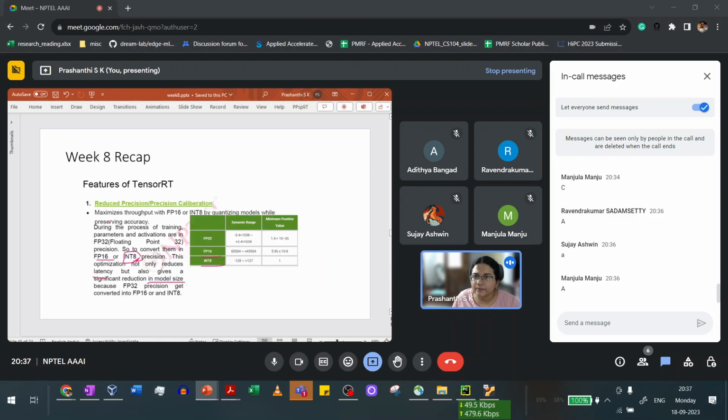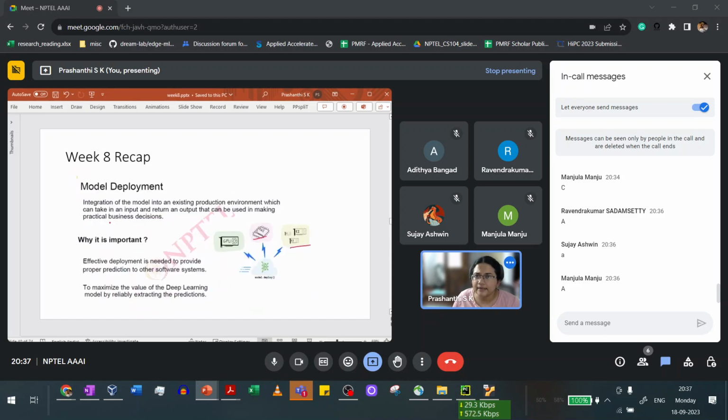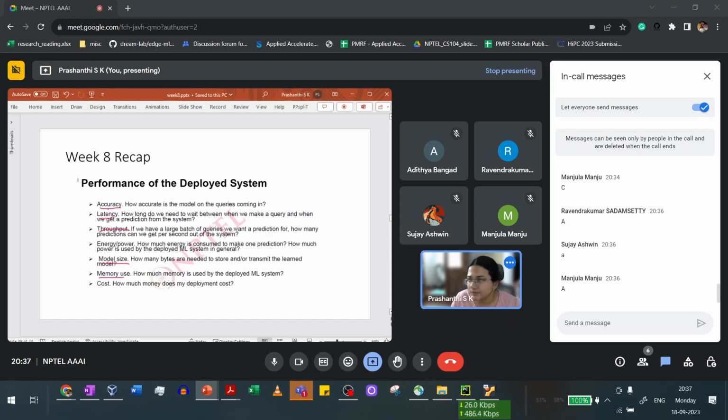Let's say we are talking about, I'll give you examples for this, so it becomes easier. Accuracy. If we are talking about a percentage accuracy or a top 1 accuracy, what is better? Higher is better. 95% accuracy is better than 50% accuracy. Latency, lower is better. If you have to wait 10 seconds versus waiting 20 seconds, 10 seconds is better. Throughput, higher is better. The higher number of predictions per second you can get, the better it is. Energy or power, lower is better. Model size, lower is better. Memory use, lower is better. Cost, lower is better.